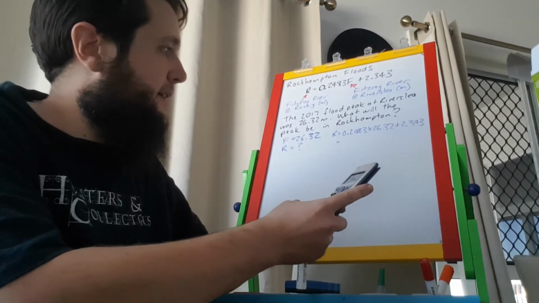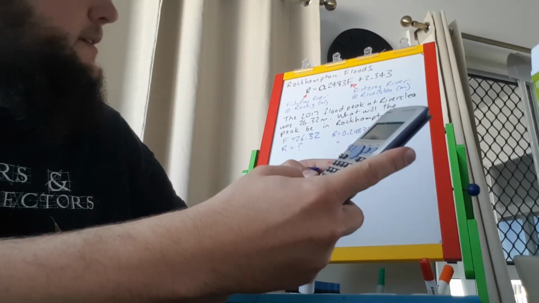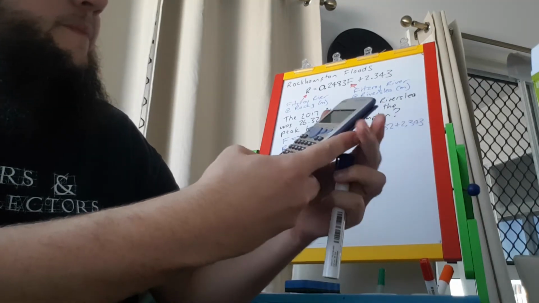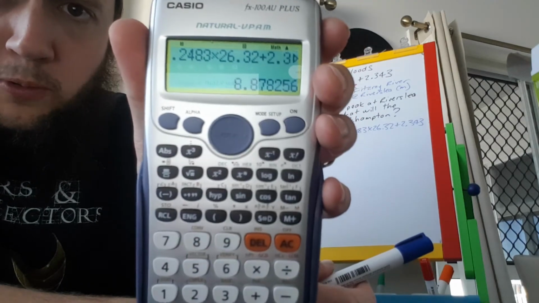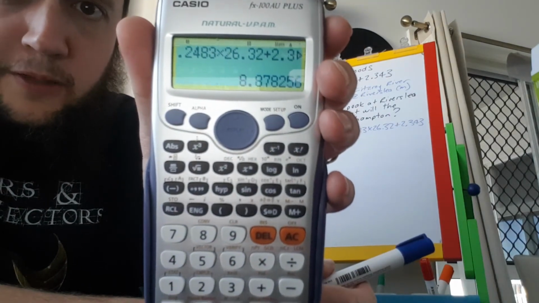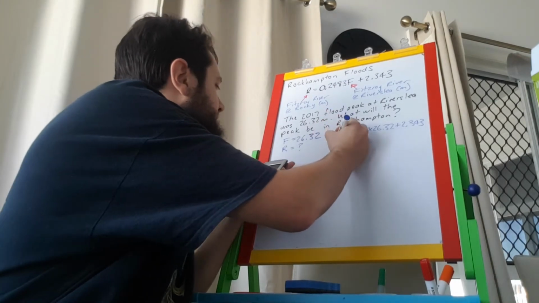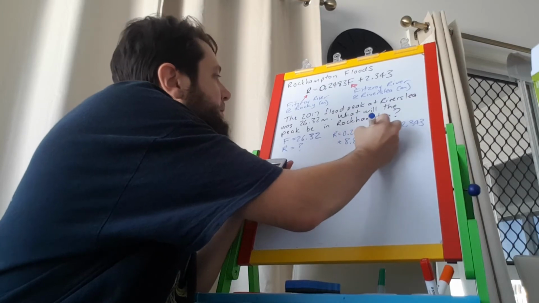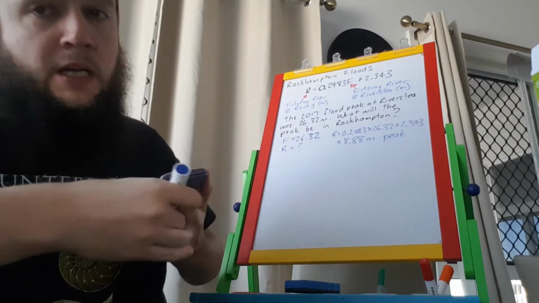So I put this in my calculator, 0.2483 times 26.32 plus 2.343, and it gives me 8.88 if I rounded it. So approximately 8.88 metres it estimates to be the peak in Rockhampton.